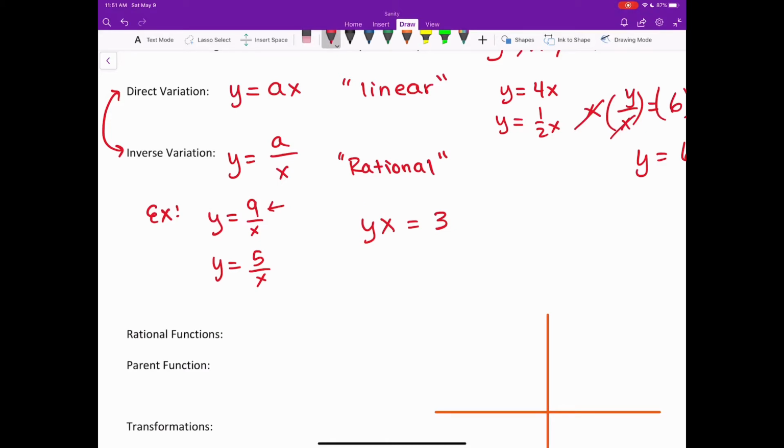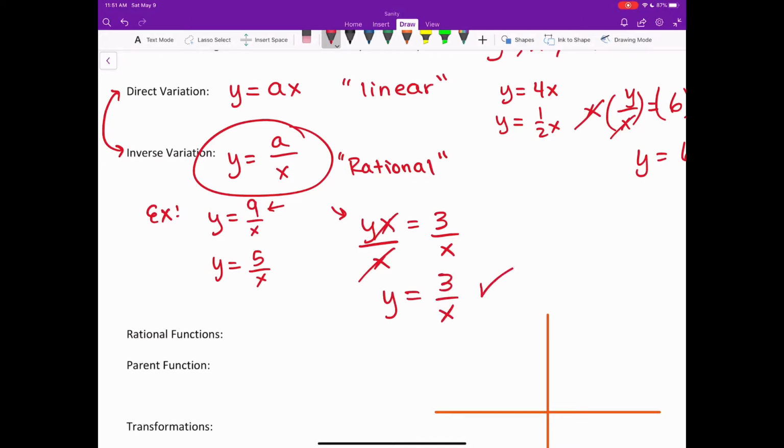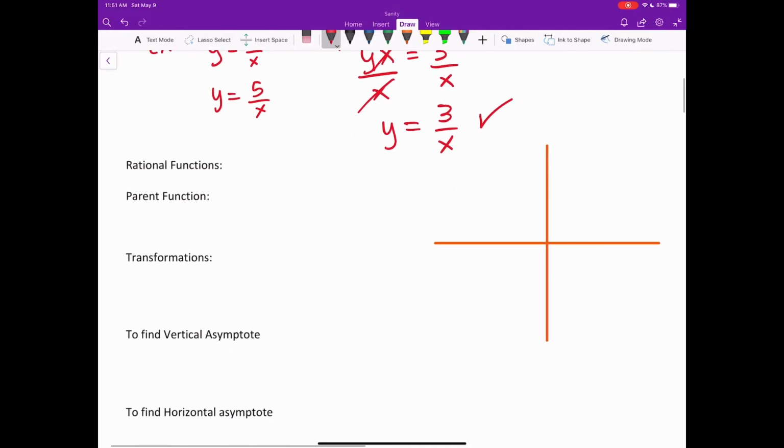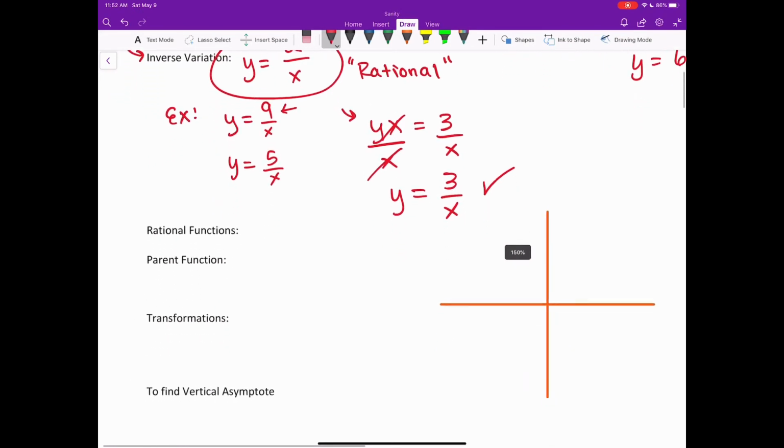Again, I could use a little bit of algebra like I did before to rewrite this into the form we're used to with inverse variation. Right here, let's divide by x on both sides to solve for y. That x is going to cancel out over here, and I'm just left with y equals 3 over x. And that is an inverse variation form. Okay, so we talked about inverse variation.